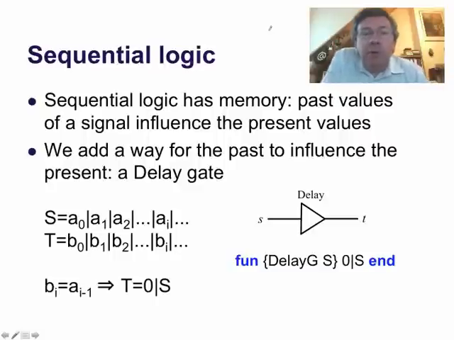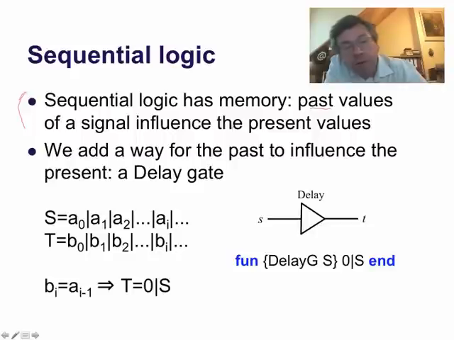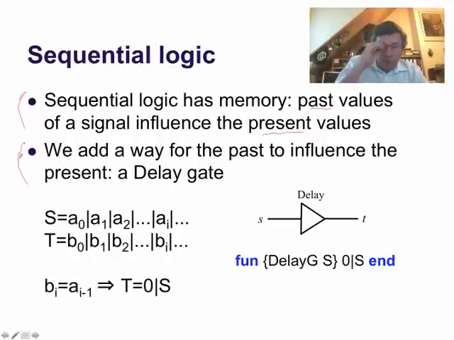The second example of a digital logic circuit is a latch, a circuit with memory. So let's explain how that works. In general, sequential logic is logic with memory. The point is that past values must influence present values of signals. So we need a way for the past to influence the present, and this is called memory.